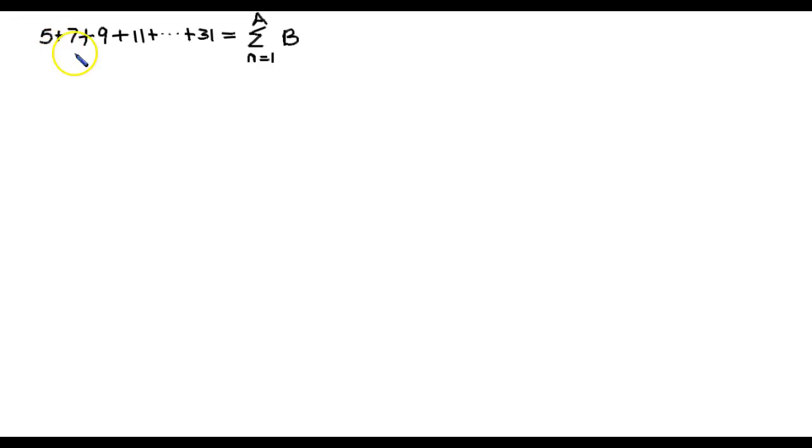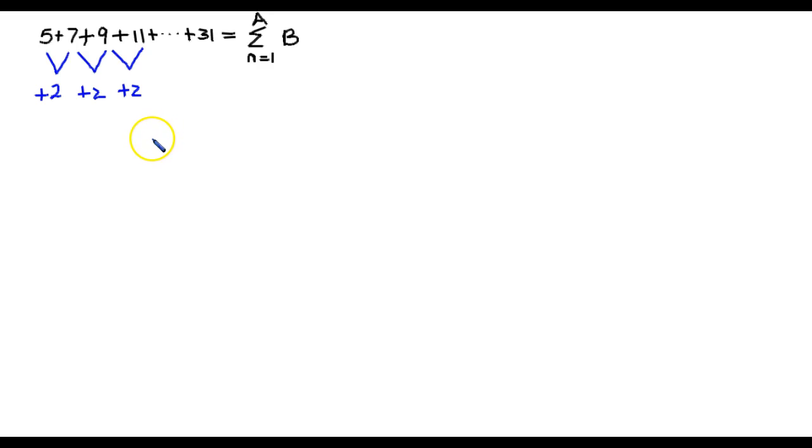Now notice as I look at any two subsequent terms, for example 5 and 7, the difference between 5 and 7 is 2. So to get from 5 to 7, I'm going to add 2. To get from 7 to 9, I'm going to add 2. To get from 9 to 11, I can add 2 again. And so it can be assumed that this pattern is going to follow all the way until we get to 31.